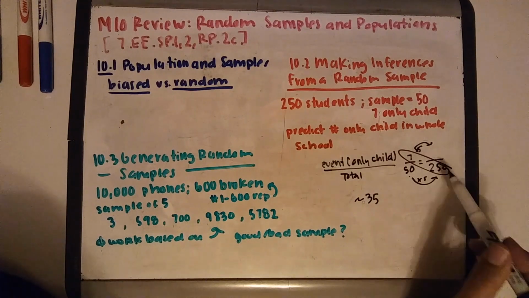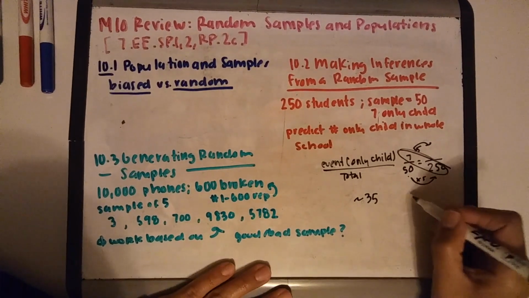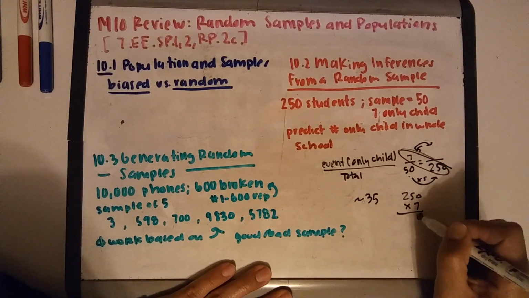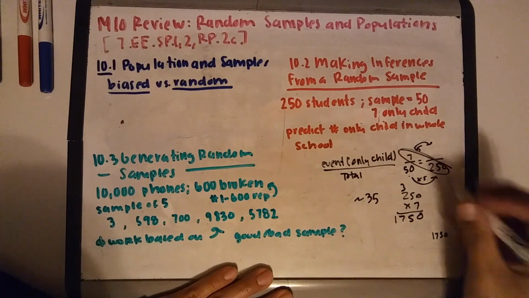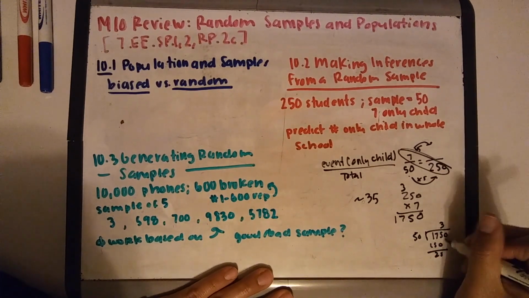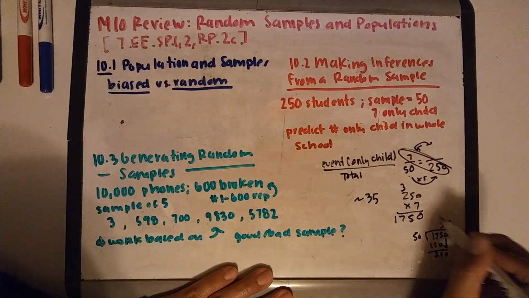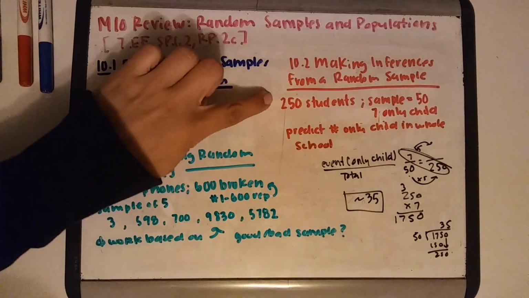The other way you can do it is the butterfly way that I showed you. You do 250 times 7, and then you divide that by 50, and you end up with the same answer. So about 35 kids are the only child in the population of 250 students.